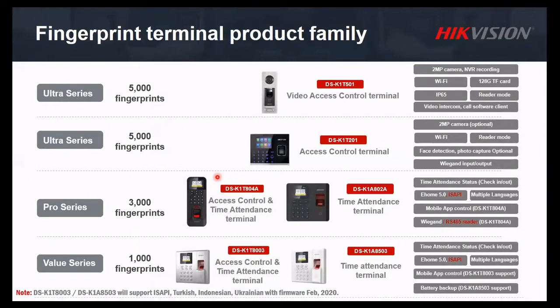Okay, a quick idea of our fingerprint terminals product family over there. So we've got the Ultra series over here. This does up to about 5,000 fingerprints. This is the K1T501. So you can see it's got a 2 megapixel IP camera built in there. So that can be used for NVR video recording. So these devices you can import into your NVR and use it as if it's a normal IP camera. Wi-Fi built in there, can take an SD card in it, IP65.